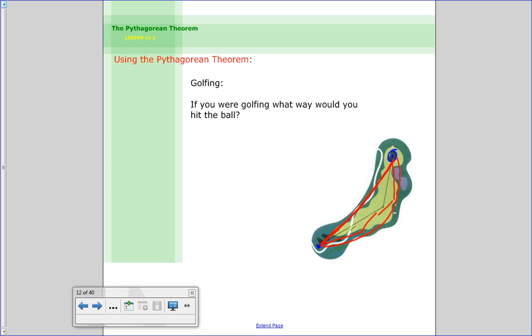And looking at this, which one looks like the shortest distance? To me, instead of taking this black line here, which I can trace in blue, going this way, stopping, and then hitting it this way, that red line looks like the shortest distance. And that's what's coming up with the Pythagorean Theorem.